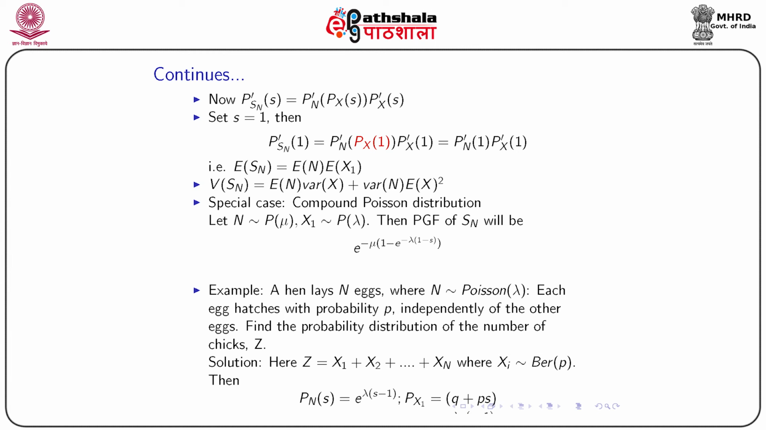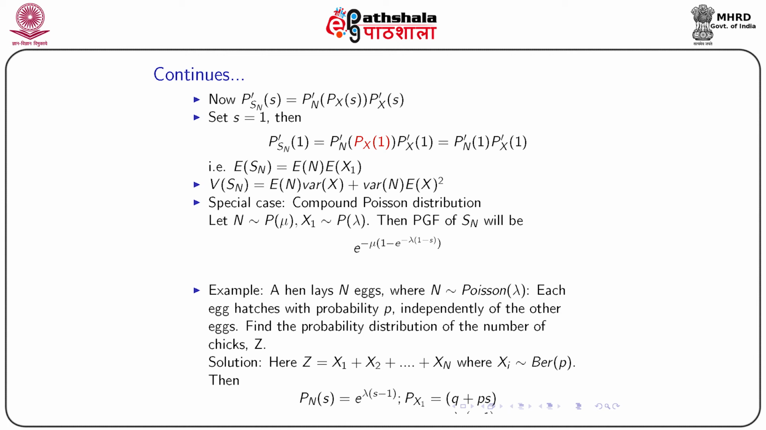So it will be P capital N, this is the suffix, it says that this is the PGF of capital N. So P_N(P_X(s)). So this is the form that we want. Now if we differentiate this function P_S_N(s) once, what will we have? We'll have P'_S_N(s) as P'_N(P_X(s)) and P'_X(s).